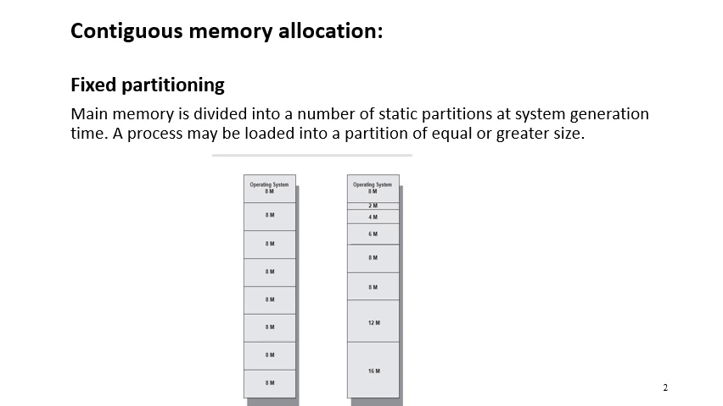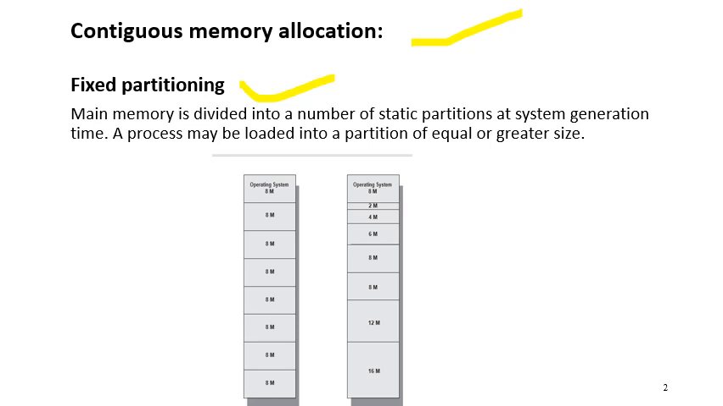The disadvantage of single partition is that it cannot support multiprogramming. If multiprogramming needs to be supported, then we need to go for multiple partition allocation, which is further divided into two types. One is contiguous memory allocation, which is used for achieving multiprogramming. Within contiguous memory allocation there are two types: one is fixed partition and the second is dynamic partition.